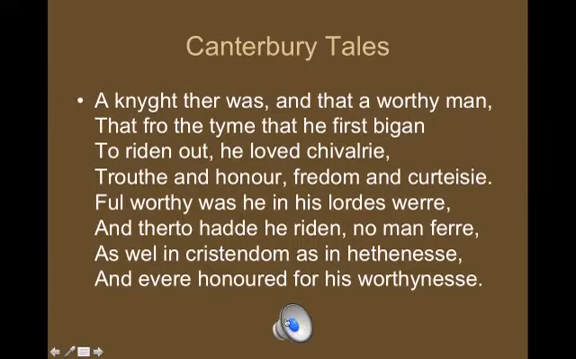A knecht there was, and that a worthy man, that fro the time that he first began to ride out, he loved chivalry, troth and honour, freedom and courtesie. Full worthy was he in his lorde's werre, and thereto had he ridden, no man fairer, as well in Christendom as in heathenesse, and ever honoured for his worthiness.